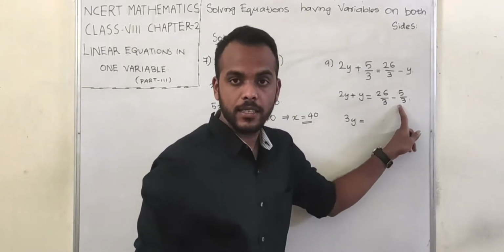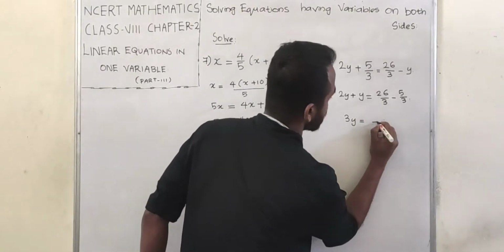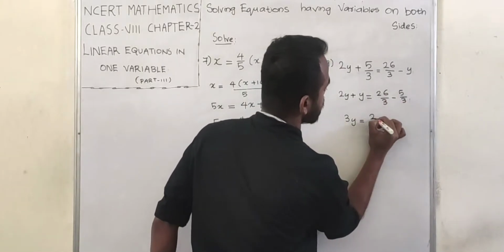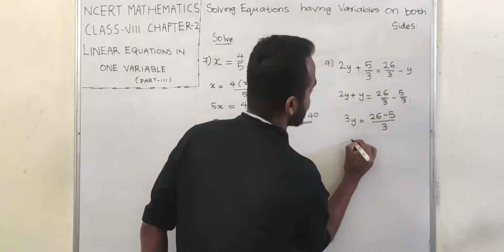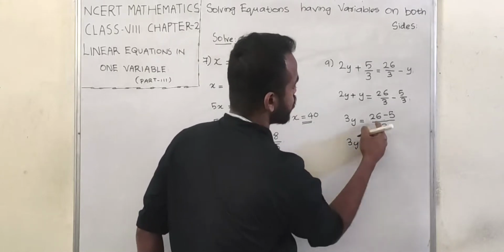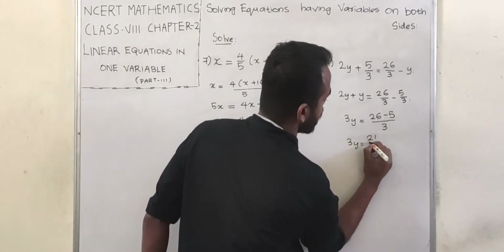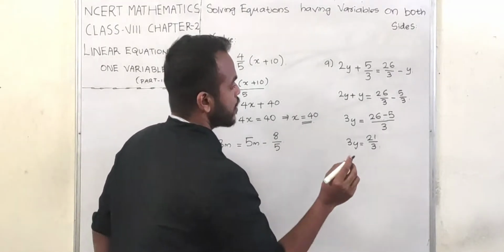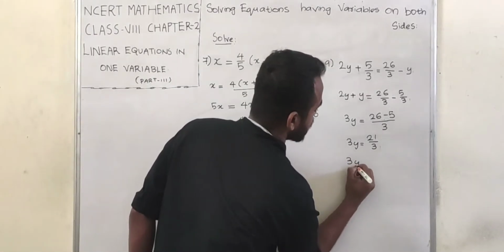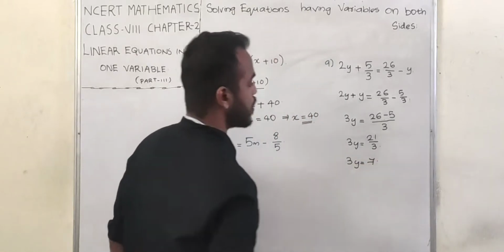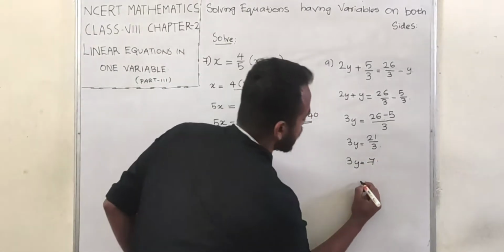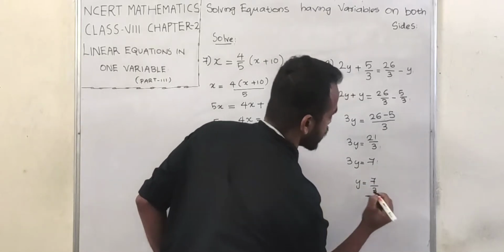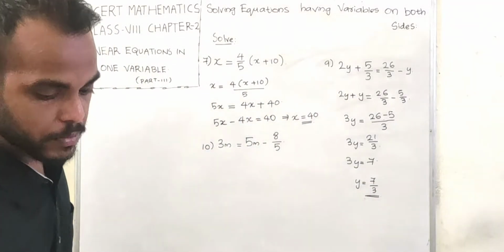Now here the denominators are the same, so you can put the denominators as common. 26 minus 5. So what happens? 3y is equal to 26 minus 5, which is 21 by 3. Is that fine? So you will get y is equal to, what is 21 by 3? It's 7. Then we get the value of y as 7 by 3.